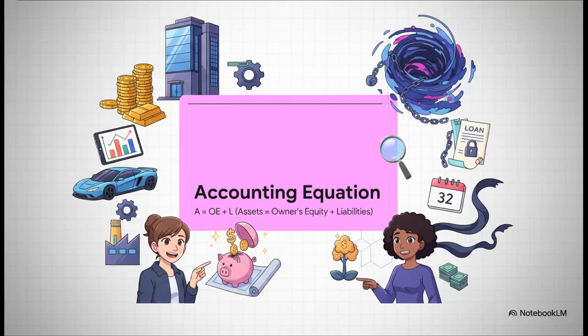Now, before we go any further, everything really comes down to one golden rule. A equals OE plus L. That translates to assets equal owner's equity plus liabilities. Simply put, every single thing a business owns, its assets, is financed either by the owner's own money, the equity, or by borrowing money, the liabilities. If this equation ever gets out of whack, well, something went very wrong in the accounting process.